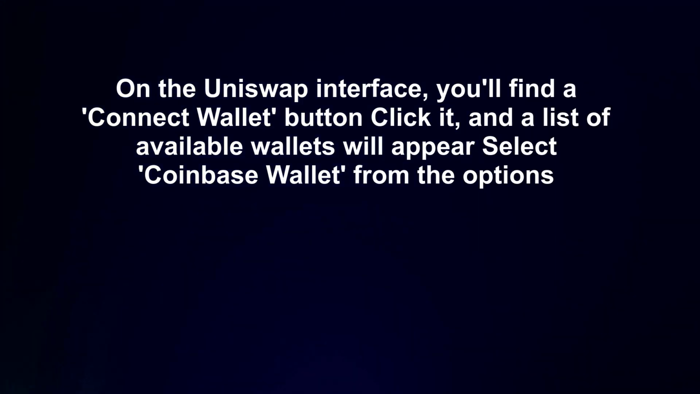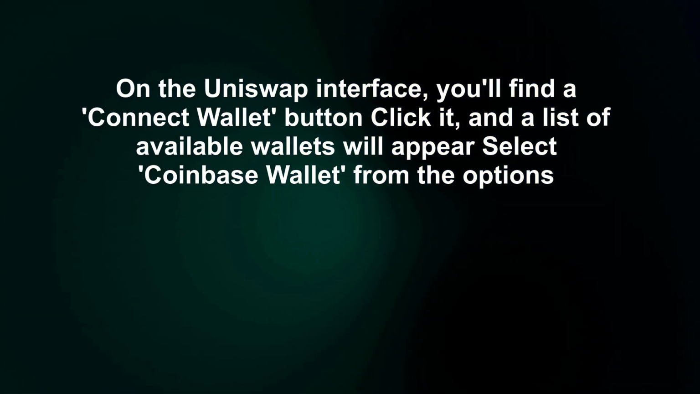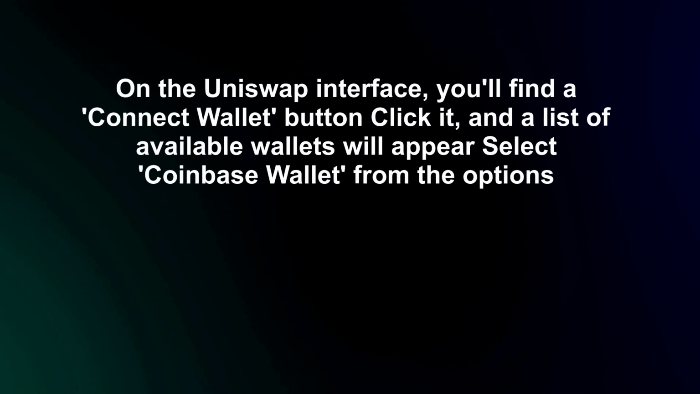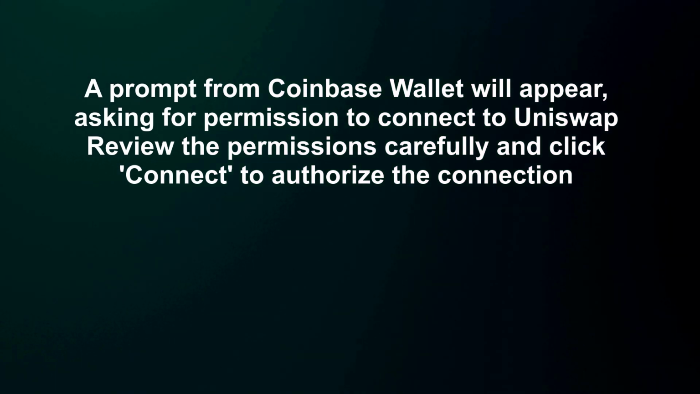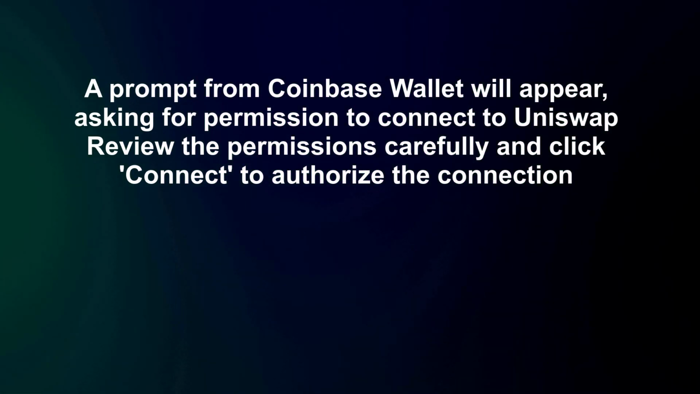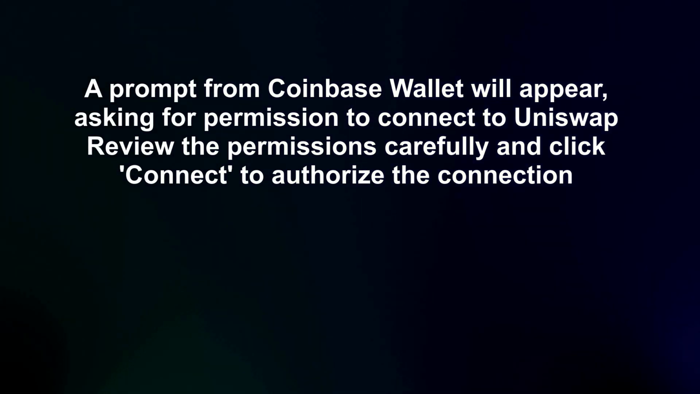On the Uniswap interface, you'll find a Connect Wallet button. Click it, and a list of available wallets will appear. Select Coinbase Wallet from the options. A prompt from Coinbase Wallet will appear, asking for permission to connect to Uniswap. Review the permissions carefully and click Connect to authorize the connection.